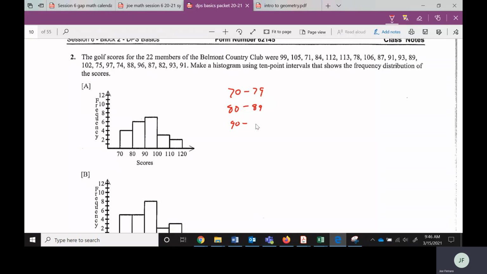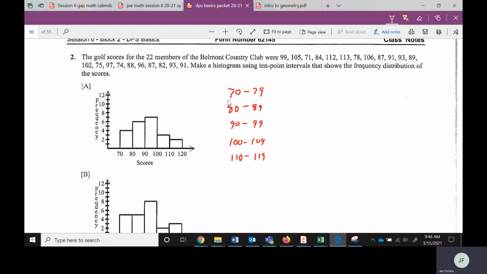Then it would be 90 to 99. Then it would be 100 to 109. And then it would be 110 to 119. If there was an actual 120, we'd have to start a new chart, but there's not.